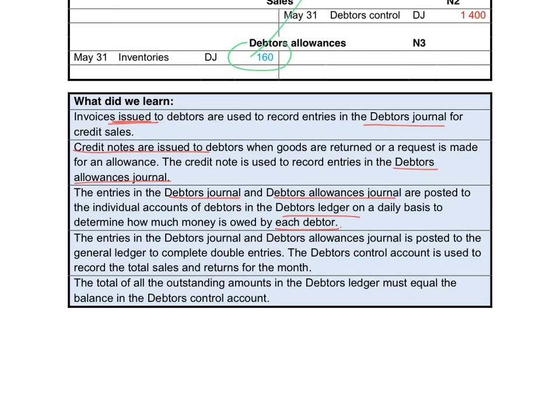The entries in the debtors journal and in the debtors allowances journal is also posted to complete a double entry in the general ledger. The debtors control account is used to record the total sales and the total returns. So the individual entries for sales and returns is recorded in the debtors journal. The total at the end of the month will be recorded in the debtors control account. The total of all the outstanding amounts in the debtors ledger at the end of the month must equal the balance in the debtors control account. That is an indication that no mistakes were made.